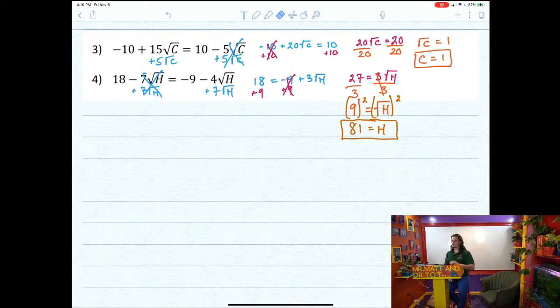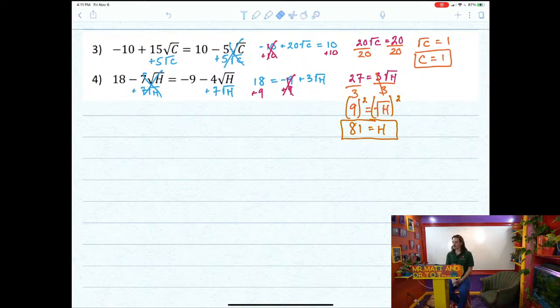Okay, so for number 3, I added 5 root c to both sides, canceling on the right. And so that got me negative 10 plus 20 root c is equal to 10. Then adding 10 on both sides gives me 20 root c is equal to 20. Then I divide by 20 to get root c is equal to 1. And then square both sides, because you don't want root c, you want c. So c would be equal to 1. So 1 is the answer to number 3.